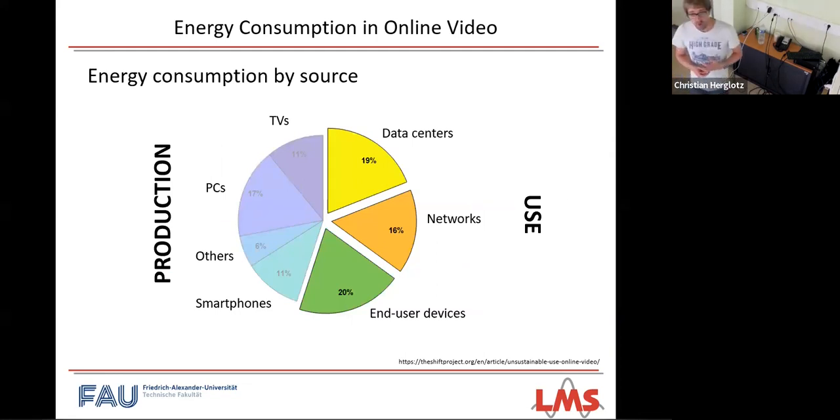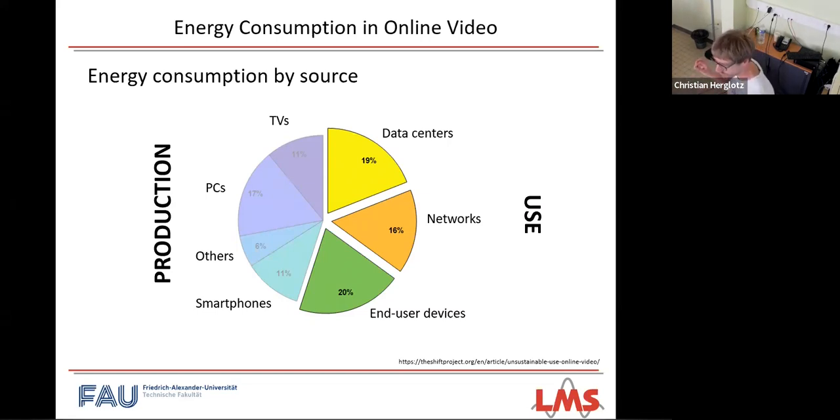So this is some more information from that study. They tried to find out where these carbon emissions stem from. They found two main causes. We have the production of devices, which is mainly end user devices, meaning TVs, desktop PCs, smartphones, and others. Smartphones are a large part mainly because of their very high quantity, much larger than TVs, for example. And then we have the use side, which we usually think of while we are really watching a video.